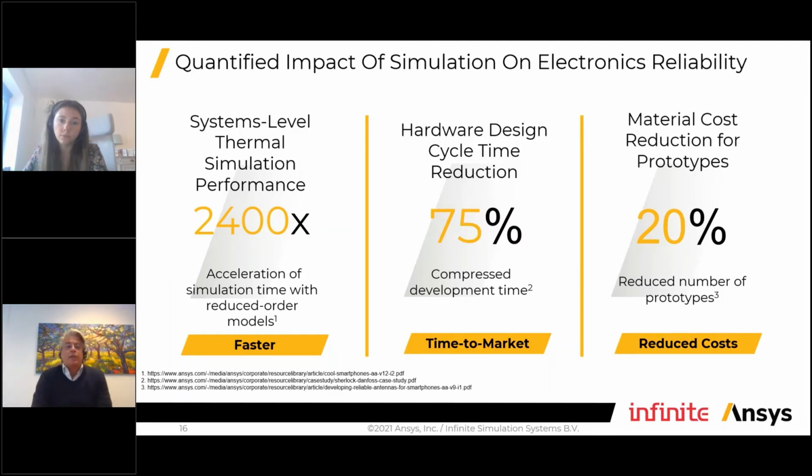So how can we quantify what simulation can mean for you, especially when you look at the system level side for thermal simulation? In the example I showed from Phoenix, you have a total system where you use reduced order models to speed things up. You get a much quicker understanding of what's really happening with your product on the market, and also decrease the development time for your hardware design, and finally, because of fewer prototypes, lower your material costs.